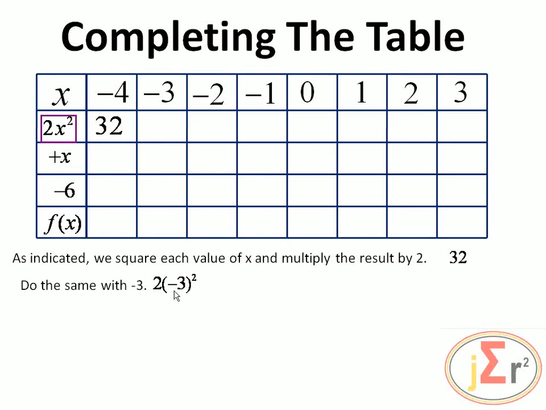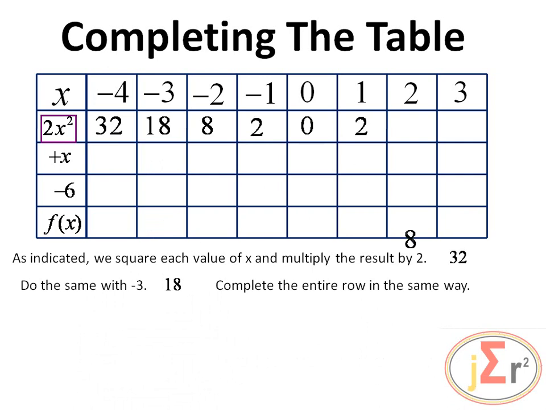What happens? 2 times -3 squared. So we are going to square -3, multiply that by 2. So square this, we're going to get 9 times 2, so we have 18. Good. Next thing, we have all of those values going there. Now, how do we know? -2 squared multiplied by 2.